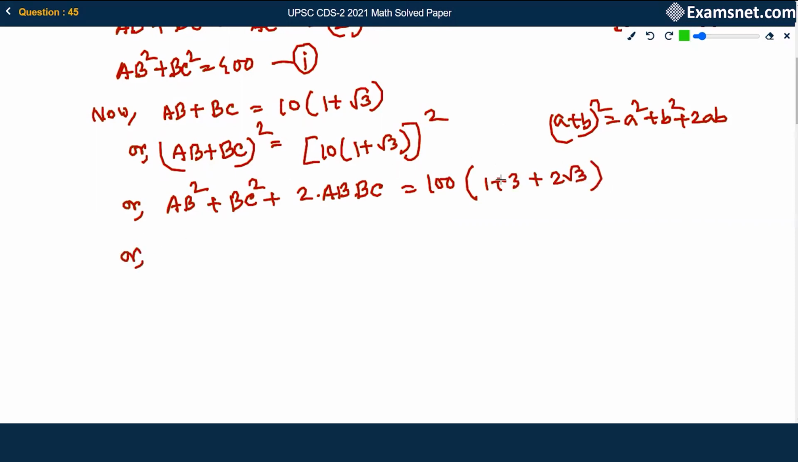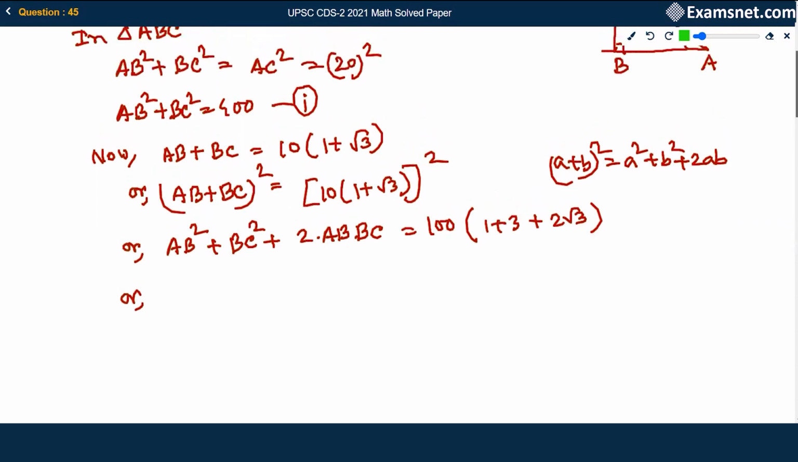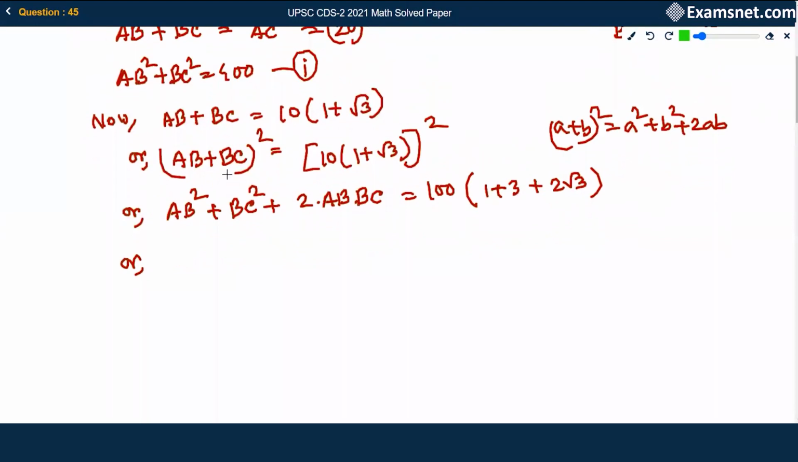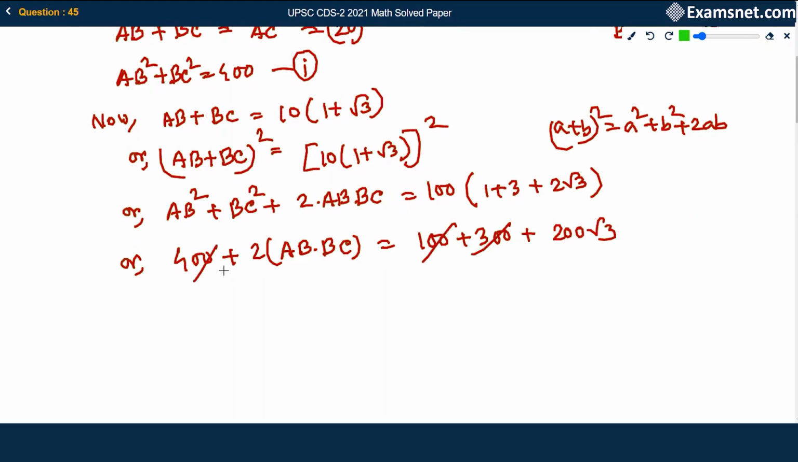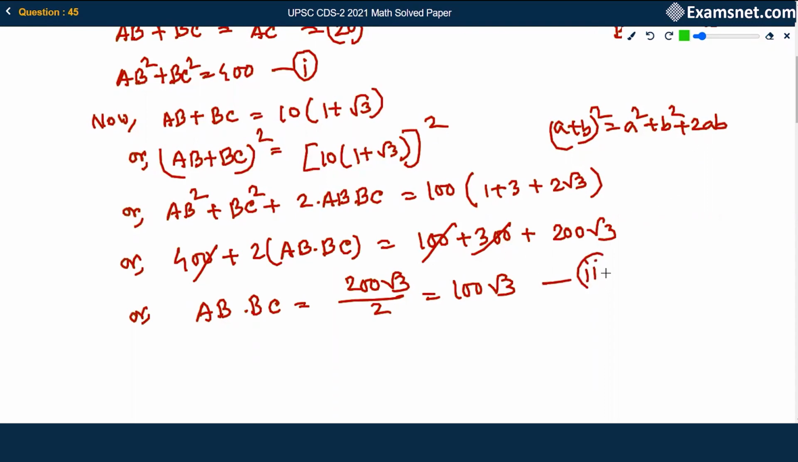Also, in place of AB square plus BC square we can write 400 from equation 1. So 400 plus 2 times AB multiplied by BC equals 100 plus 300 plus 200 root 3. So both 400 will get cancelled, and we can write the product of AB and BC as 200 root 3 by 2, which results in 100 root 3. Okay, now let's name it equation number 2.